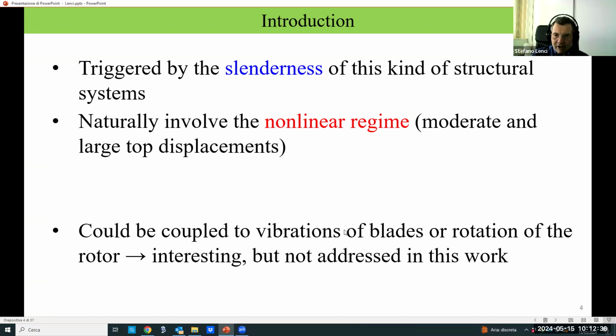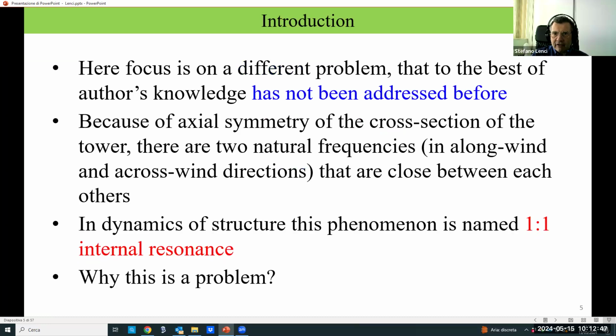There could be the coupled vibration of blades or rotation of the rotor, which is interesting. You saw it before, but it is not addressed in this work. In this work, we focus on a very specific problem that, to the best of my knowledge, has not been addressed before. And the problem is this one.